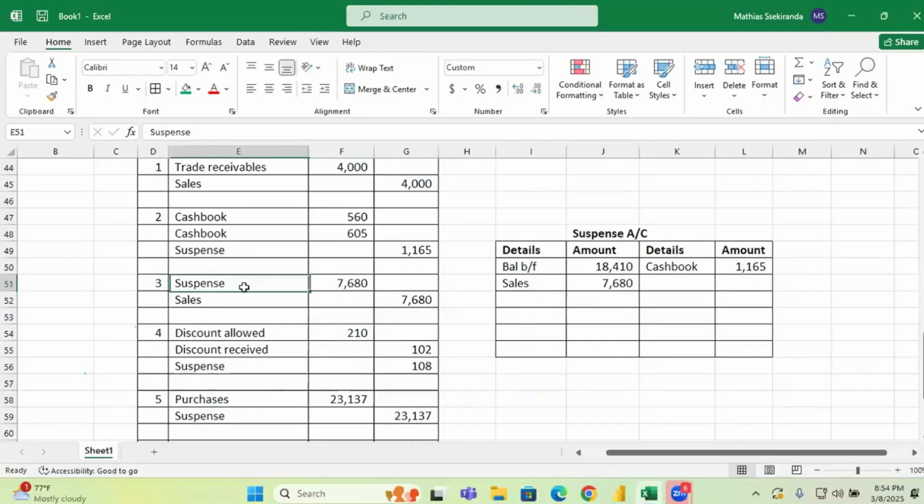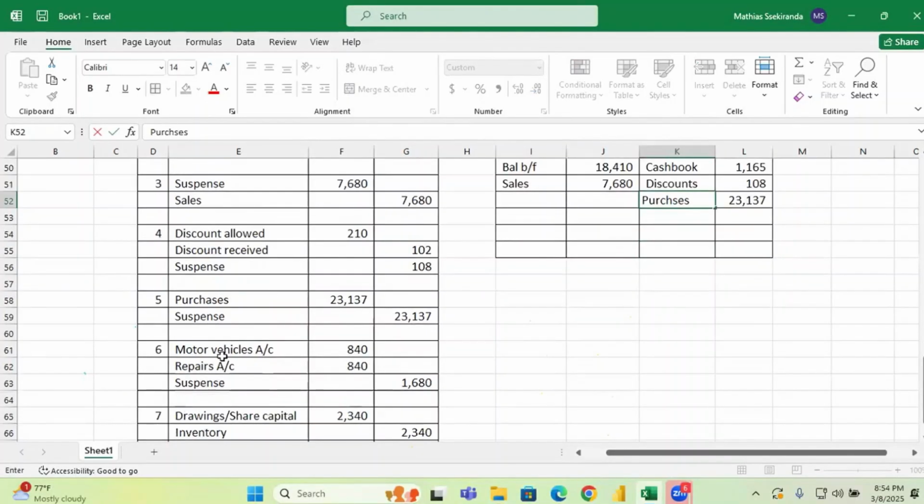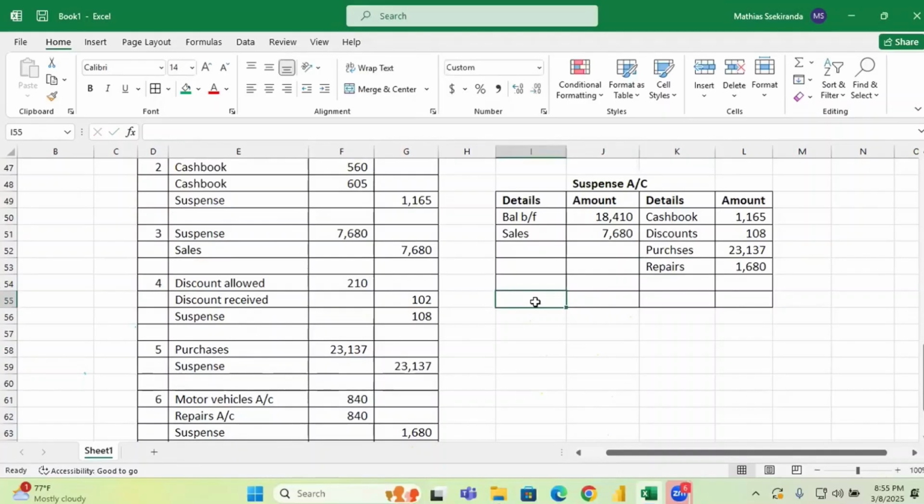Note number 4 has a suspense about discounts, but on the credit side. Note number 5 has a suspense about purchases on the credit side. Note number 6 has a suspense on the credit side, and it's about repairs and motor vehicle. Then note number 7 has no suspense.